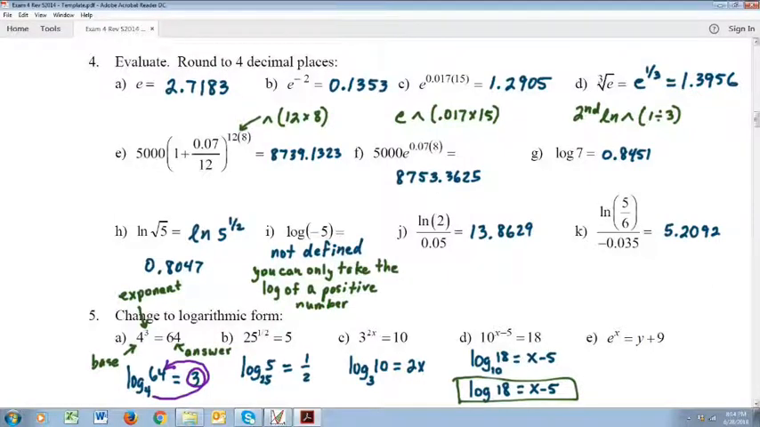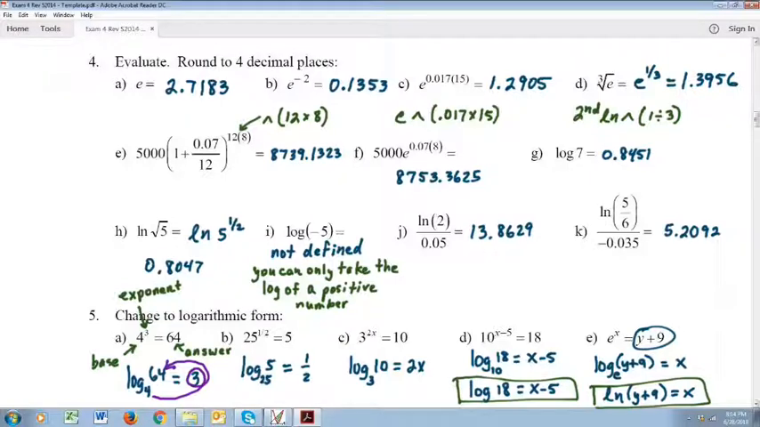And then finally on the last one, this is a base e log, and let's see, our answer is y plus 9. That'll go right there, and of course the exponent always goes by itself on the other side. And again, this should be written using the natural log form ln.